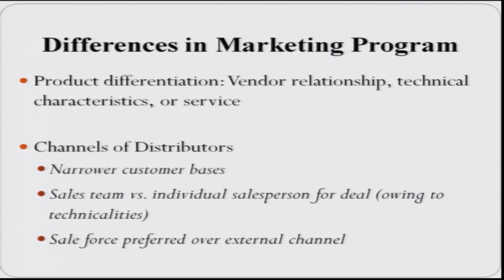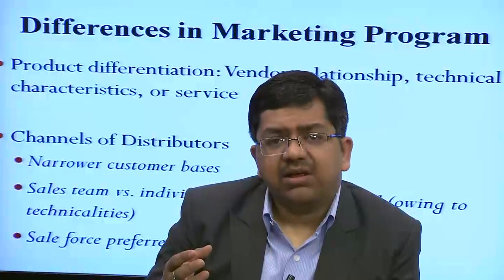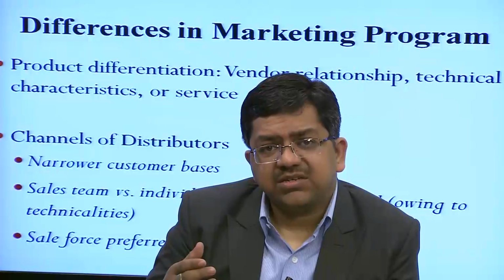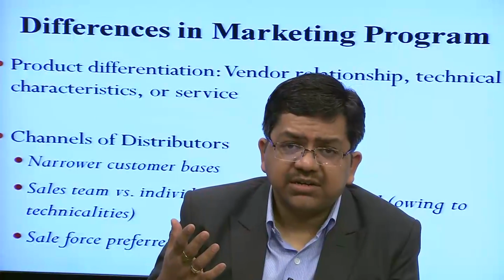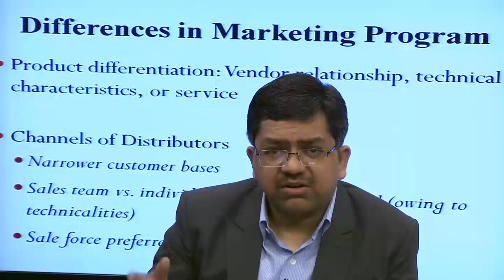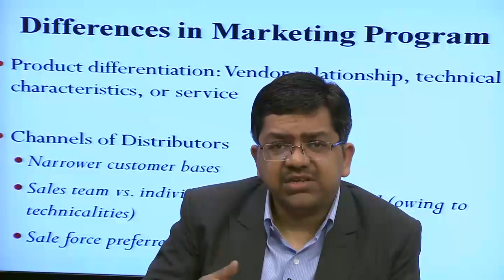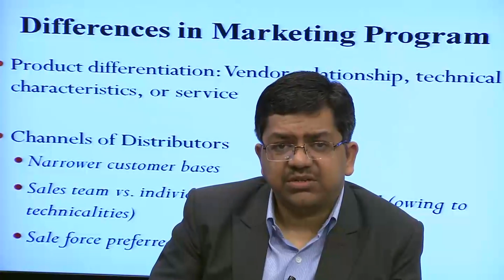So, vendor relationship, technical characteristics or the services provided by the vendor are also an important source of product differentiation. Then when we come to the channels of distribution, this is something very different from the B2C market, compared to the B2C market where the customer size is far larger and customers are diffused across the geographies. So, you will see a different kind of distribution system here.